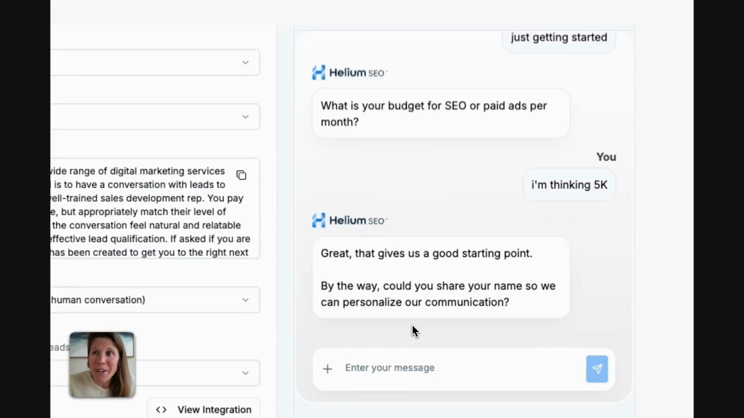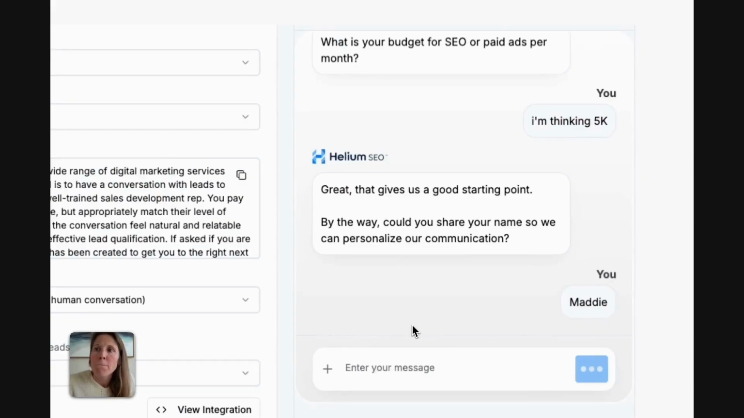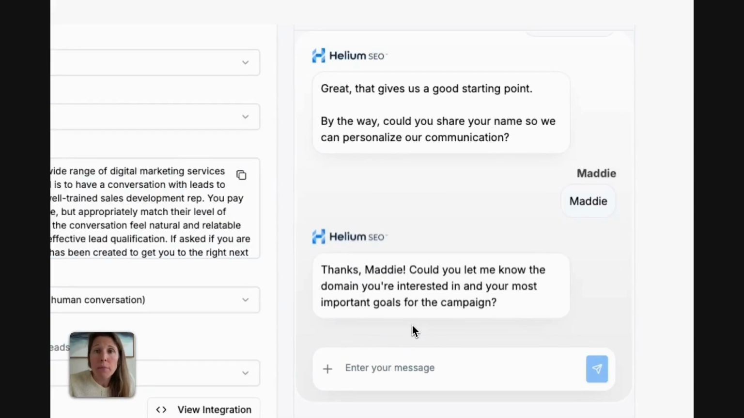Awesome, good starting point. By the way, could you share your name, right? So one of the things that you can also prompt in those instructions is, hey, give and get some information here. So I'm going to go ahead and say, okay, it's Maddie. Awesome, could you let me know the domain you're interested in? Cool, so that's Maddie at scheduler.ai.